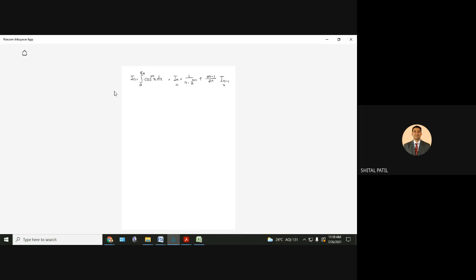Question is, find integration from 0 to pi by 4 cos raised to 6x dx. Yes, that is what we want to find. Equal to I6. Yes, anyone? Is it I6?